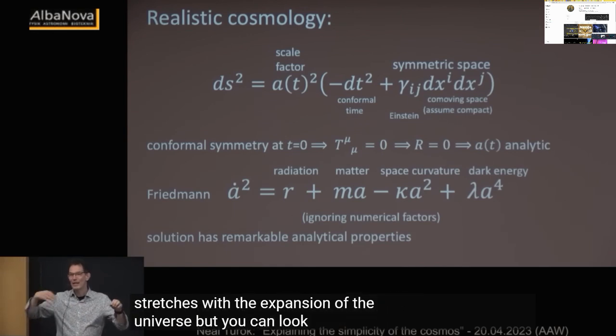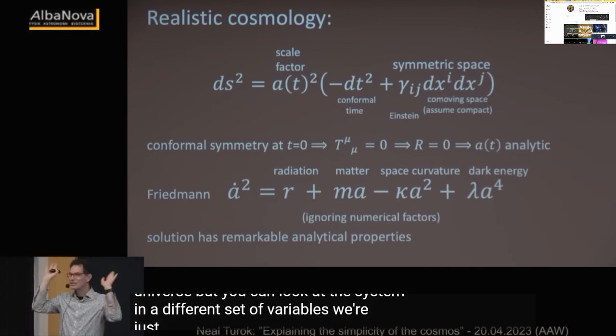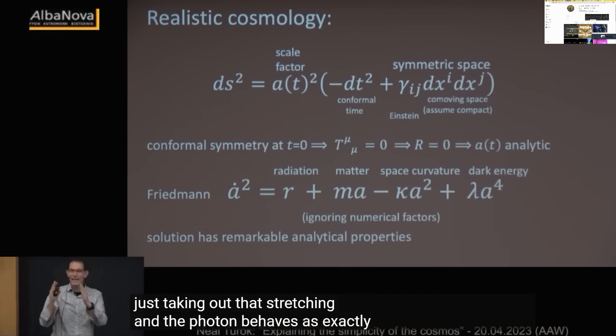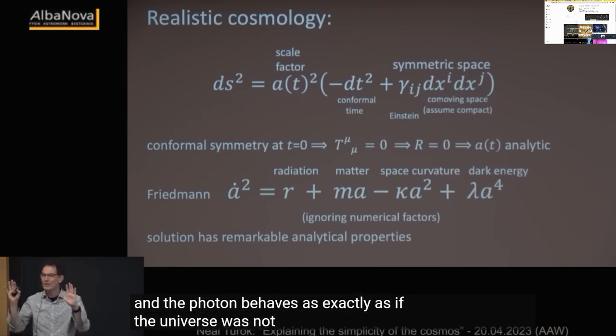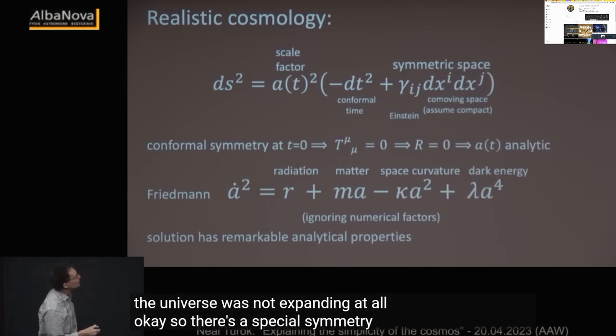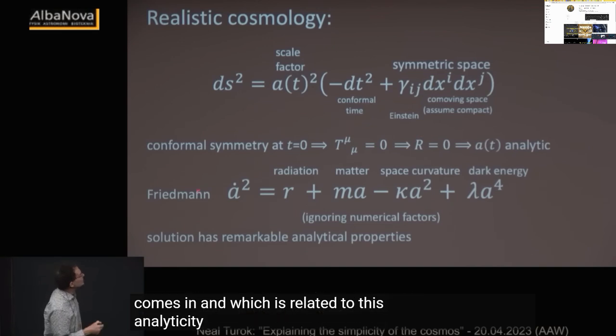But you can look at the system in a different set of variables. We're just taking out that stretching, and the photon behaves exactly as if the universe was not expanding at all. Okay, so there's a special symmetry which comes in and which is related to this analyticity of the metric.